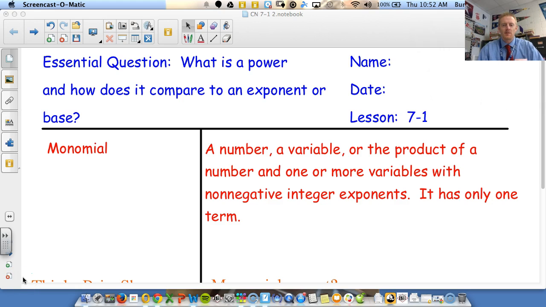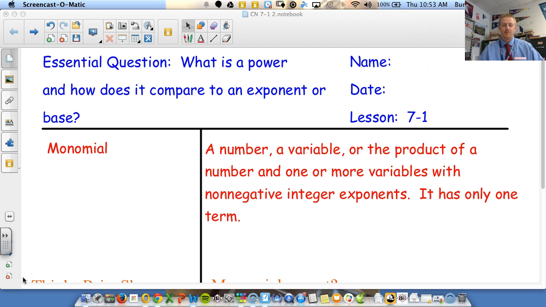Hey, ladies and gentlemen, we are starting chapter 7. 7.1 will be today's lesson. It's a wonderful lesson about monomials. You can see our first vocabulary word actually is a monomial. So this is important that we understand what these words mean so that we can understand why we do what we do for the rest of this chapter.